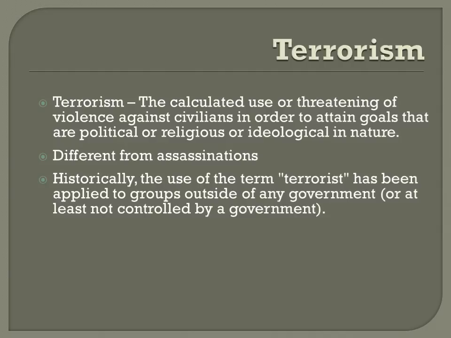It's important to note that terrorism is different than assassinations because terrorists typically target civilians, not military targets. And so you're going to see an example of that when we talk about 9/11. And again, historically, the term terrorist conjures up a lot of different things because it has typically been applied to groups that are outside of any established government, or at least a group that is not controlled by the government. But the US government has a list of known terrorist groups, and some of them are governmental entities that we recognize as terrorist groups.